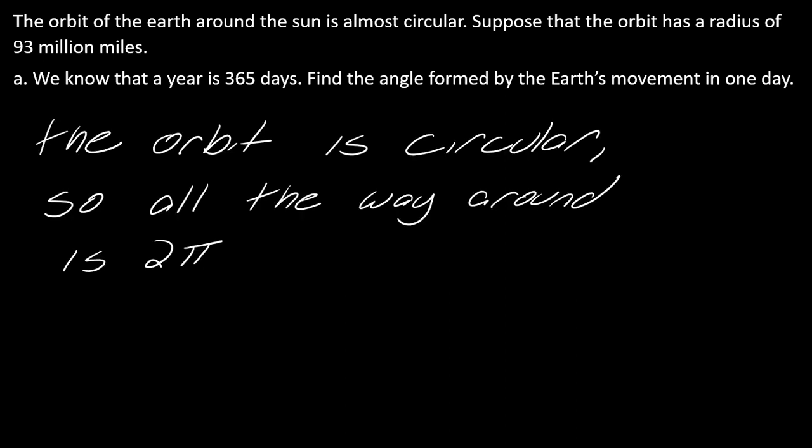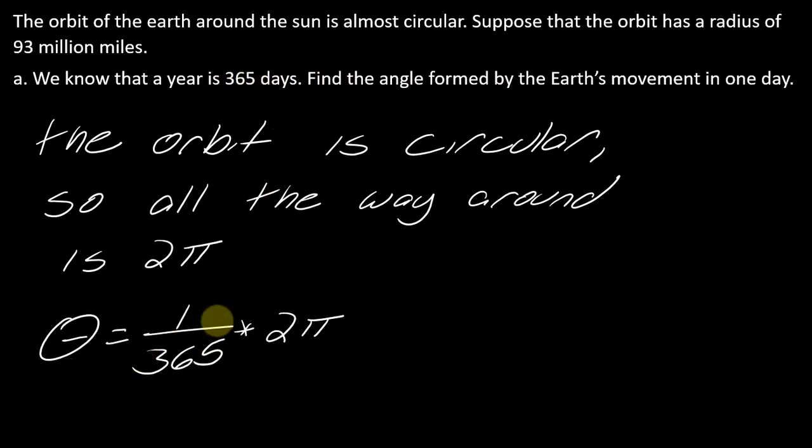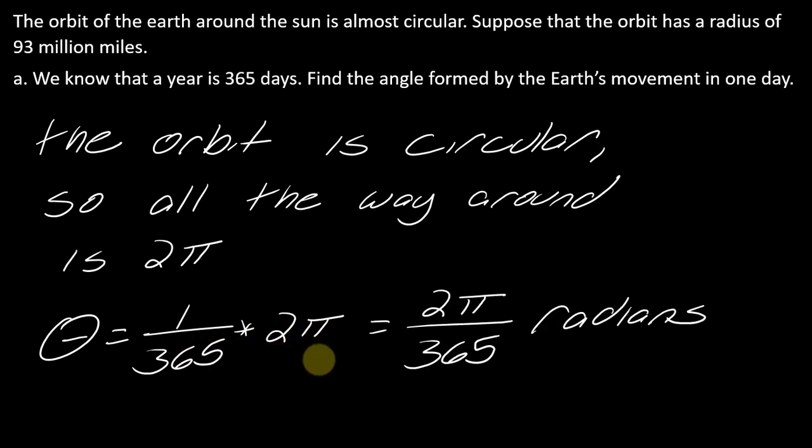We need to remember the orbit is circular, so if I go all the way around the orbit, since it's a circle, going all the way around would come out to 2 pi. So if I want to know the movement in one day, there are 365 days in a year, that's going to be 1/365th of 2 pi, which means I multiply those two things together. So my theta in that case would be 2 pi over 365 radians.